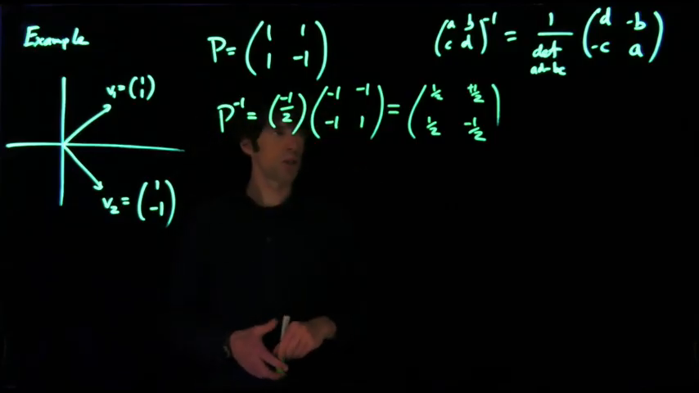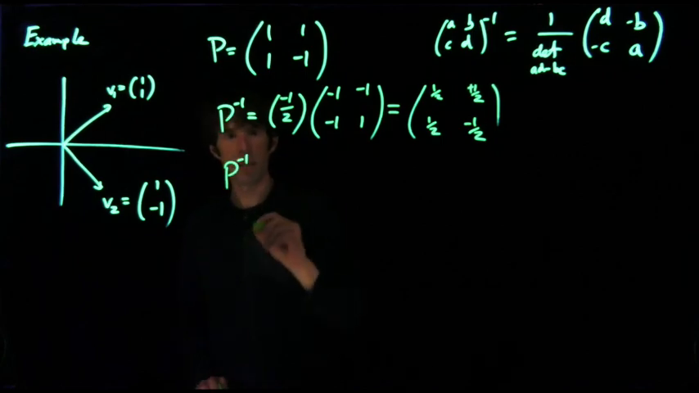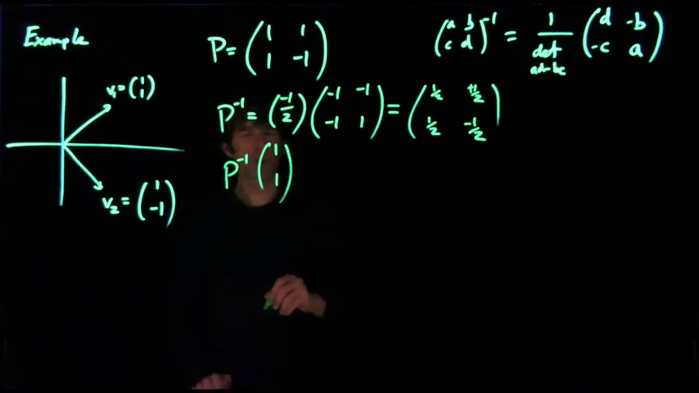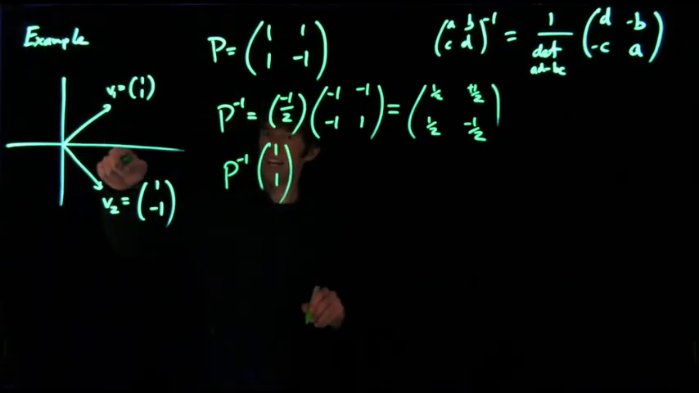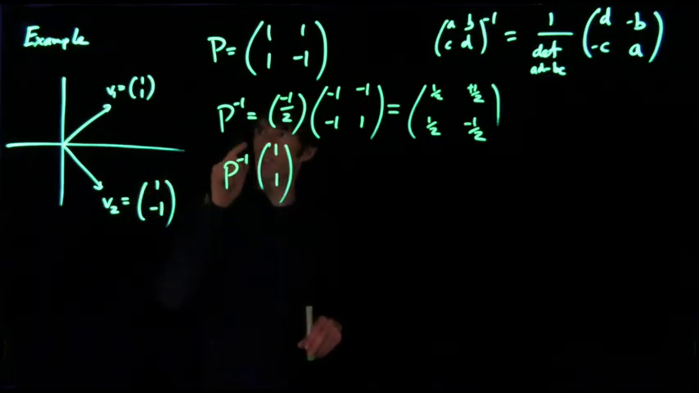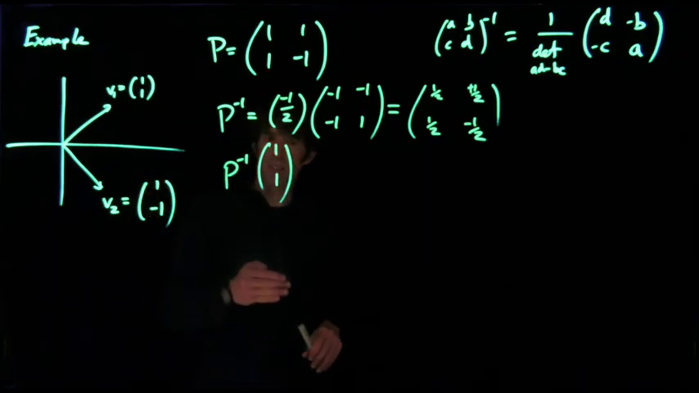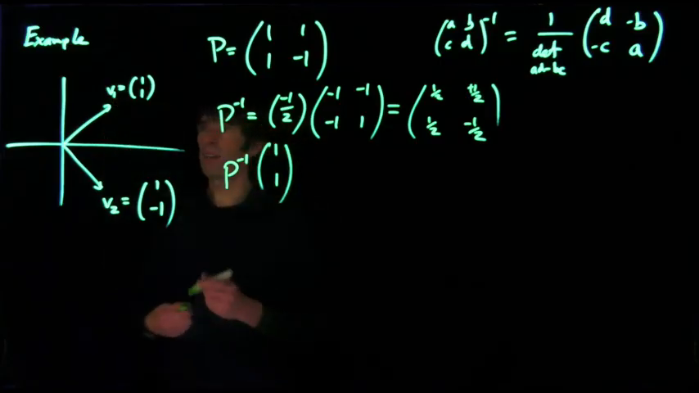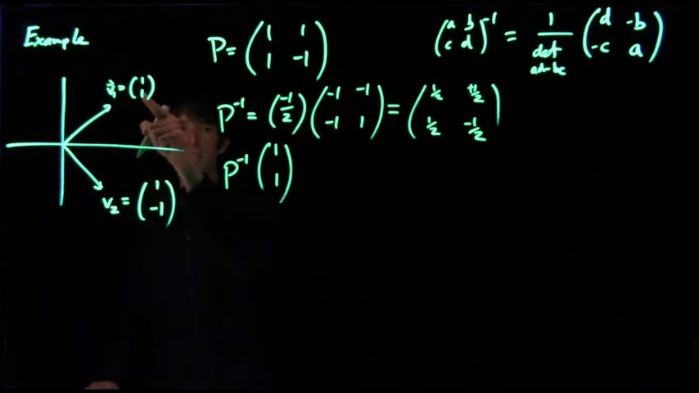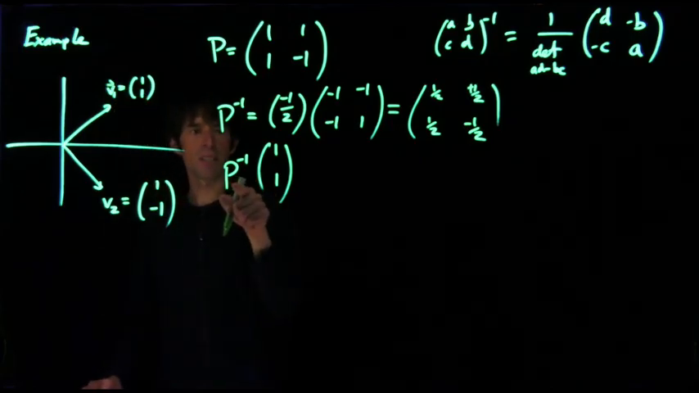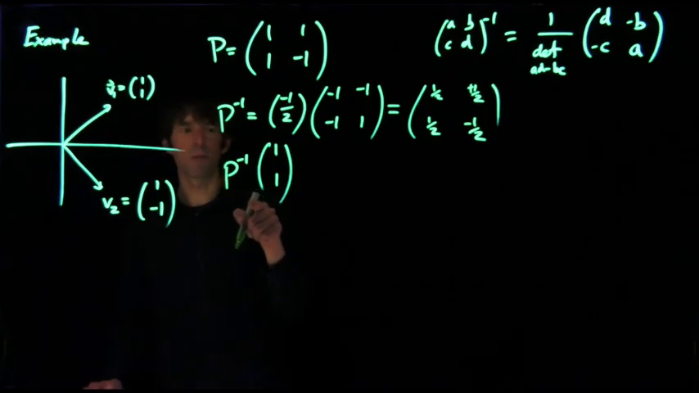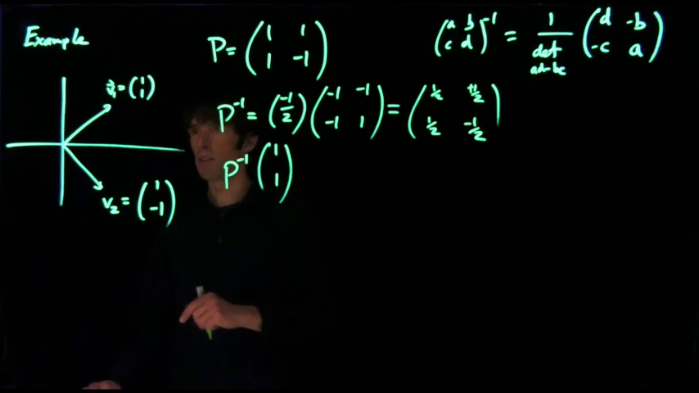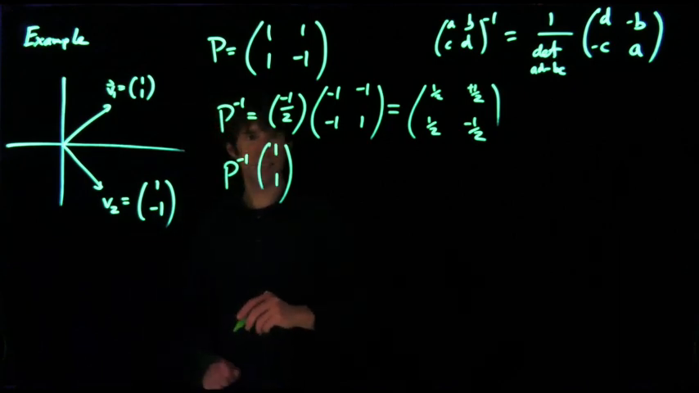And let's just do a quick check. P inverse times the vector 1, 1. This should give me the first standard basis vector, right? P inverse is supposed to send my standard basis to the V basis. So V1 here, represented in the standard basis, is 1, 1. And P inverse is supposed to send that to the expression in the V basis, which should be 1 times V1 and 0 times V2, so 1, 0.